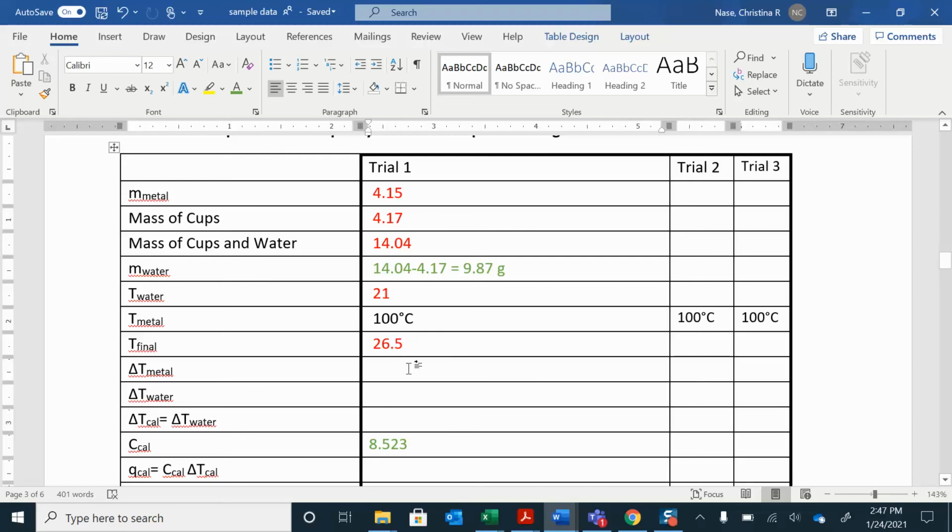So the delta T of the metal is just the T final minus the T initial for the metal. So that is T final. T final is 26.5.